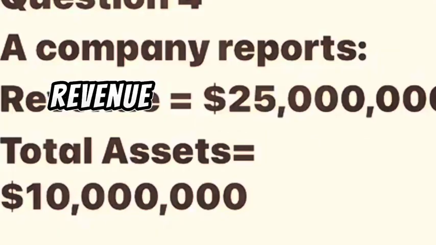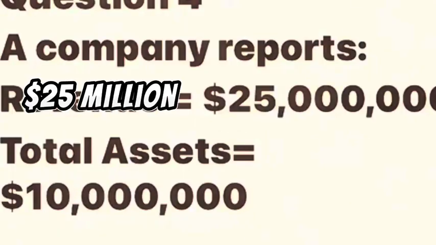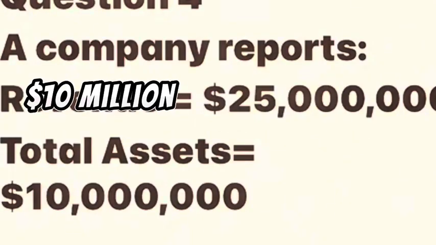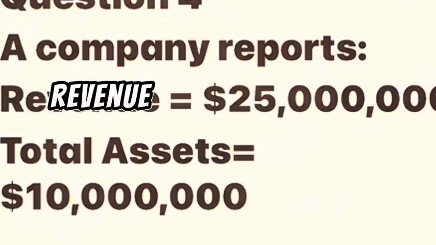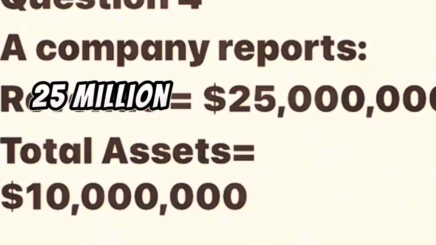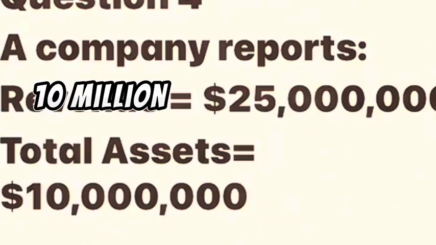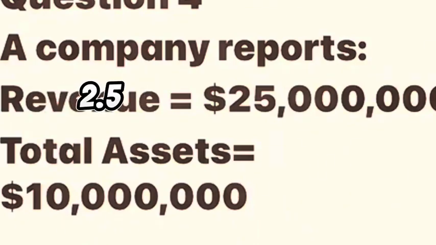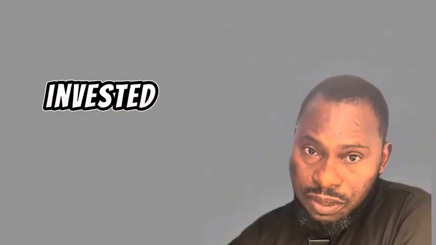A firm reports revenue of $25 million and total assets of $10 million. What do you do? You divide the revenue by the total assets, that is 25 million divided by 10 million, which will give us 2.5. Now this 2.5 times, what does it mean? It means that for every $1 of assets invested in the company, they are generating 2.5 in revenue. So this is very, very key.